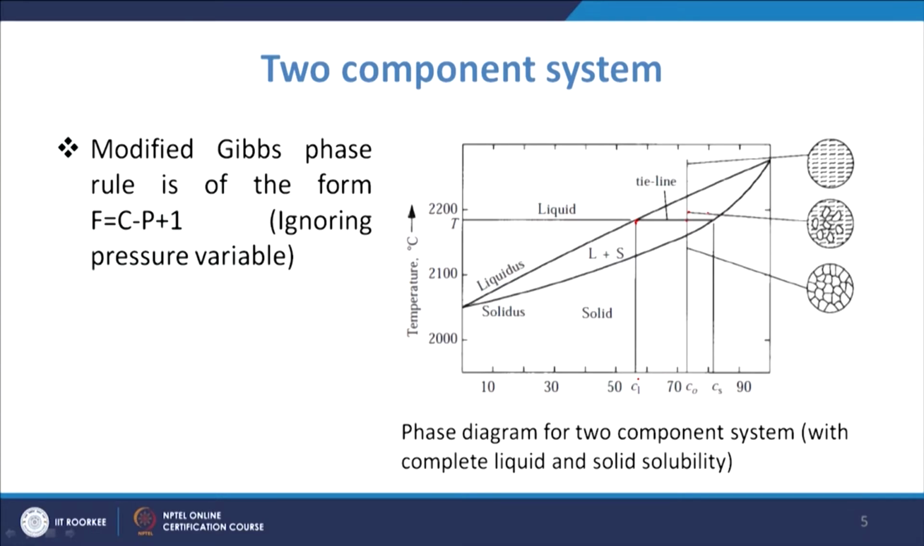So, these are the two things which we know from these phase diagrams, the tie line and the lever rule. These two principles are used to find the composition as well as the amount of the solid or liquid phases which are formed.